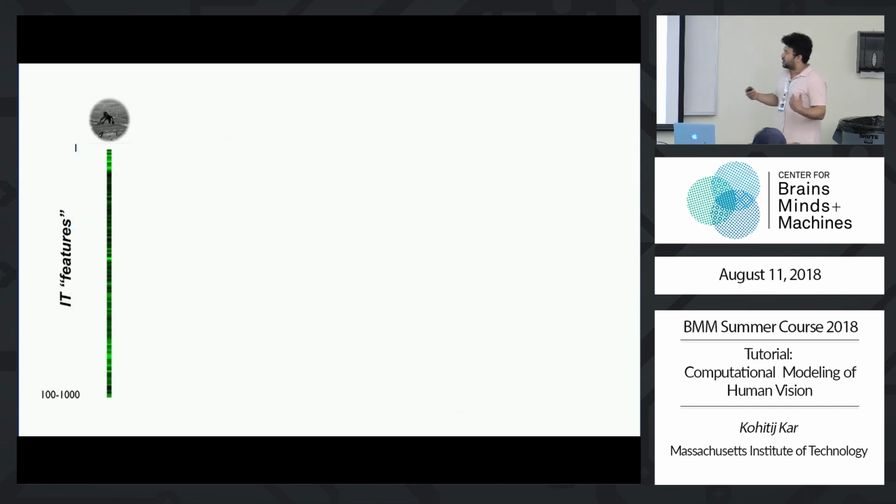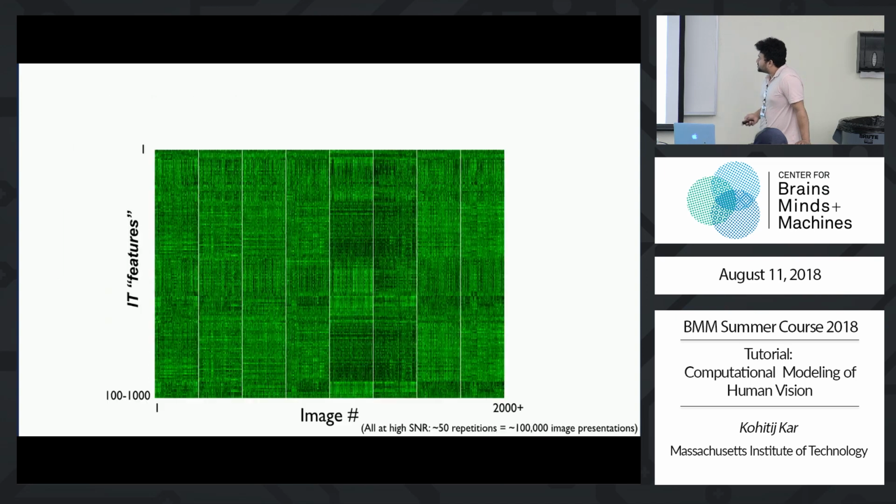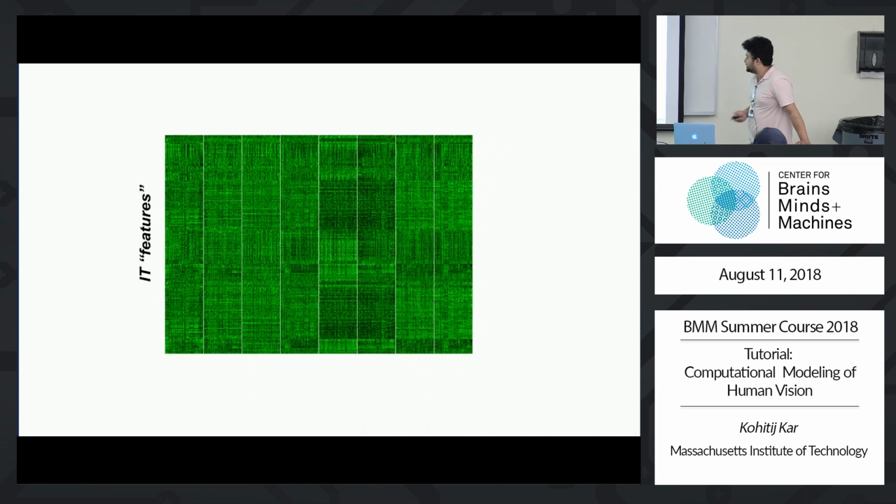Okay, so how do you approach this problem computationally? You can think of each image producing a vector of responses across IT. These are the features of IT's model of the world. So anytime an image comes in, you get a number of firing rates from each neuron. It could be 100 to 1,000 neurons. And if you record a lot of images, you get a huge matrix like this.